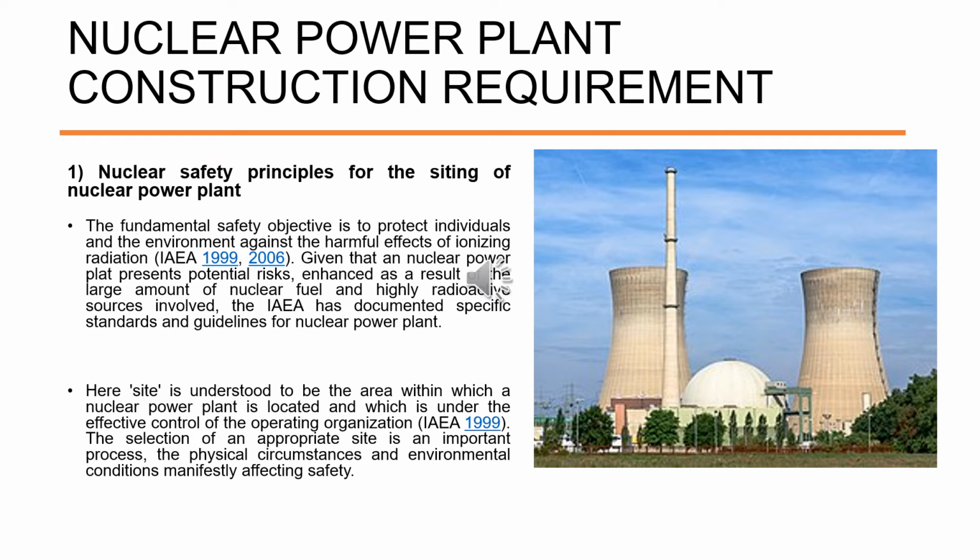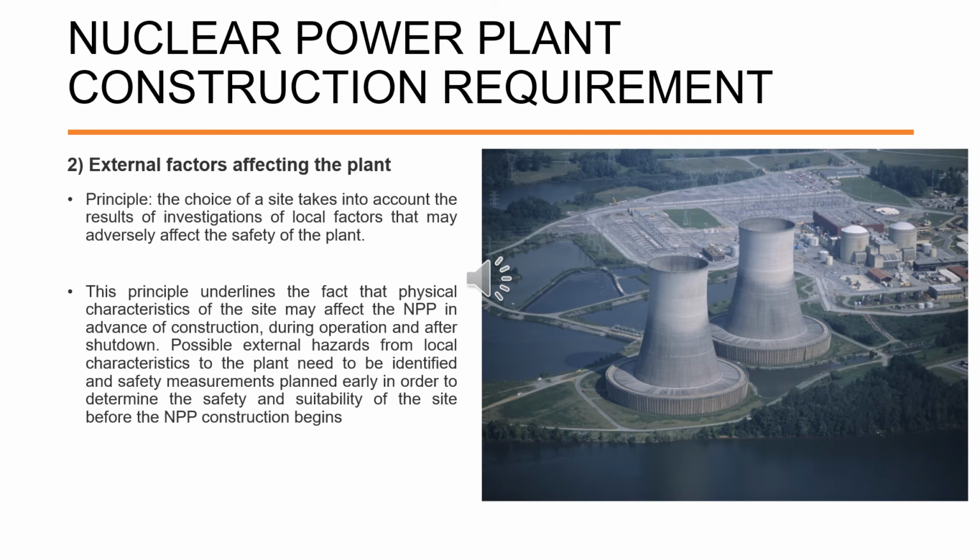Nuclear power plant construction requirement. There are four main requirements when building a nuclear power plant. Number one, nuclear safety principle for siting of a nuclear power plant. There is a requirement for a country that wants to build a nuclear power plant. They must refer to IAEA. IAEA or International Atomic Energy Agency has documented specific standards and guidelines.